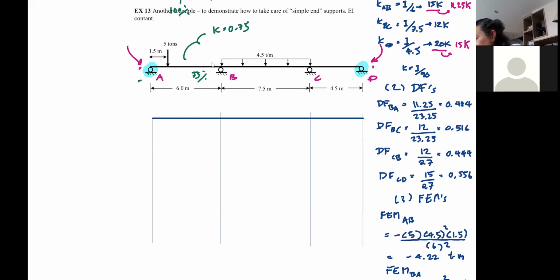Okay. So now we can put our distribution factors on here. That's going to be 0.484. You can write 0.48, but when you do the work, you may use 0.484 instead for better results. It's 0.516. That's 0.44. Okay. And that's 0.56.